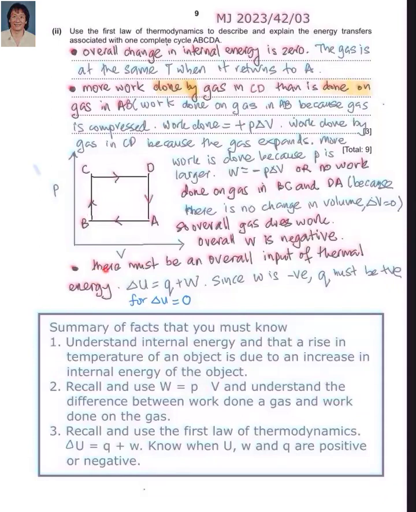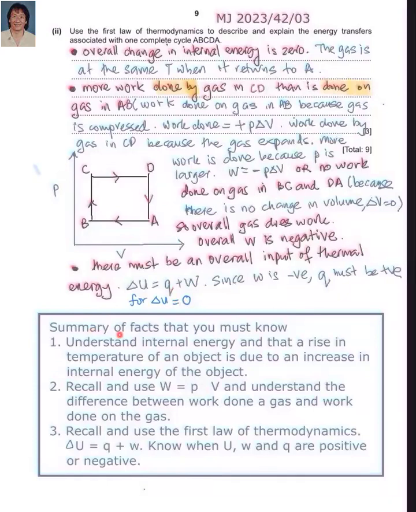So therefore, there must be an overall input of energy, because if we look at the first law of thermodynamics, delta U equals Q plus W, your W is negative. Since your W is negative, your Q must be positive in order for delta U to be 0. This value is negative, so your Q must be positive. It means energy must be put into the system in order for the change in internal energy to be zero.